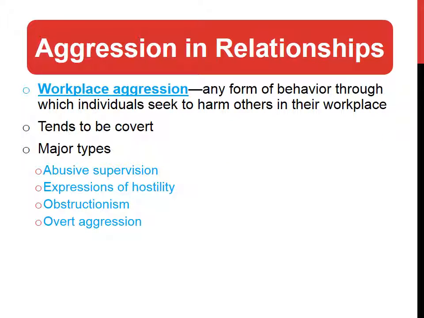Another arena or another location where aggression seems to be becoming more common is in the workplace. Workplace aggression is defined as any form of behavior through which individuals seek to harm others in the workplace. Usually, aggression in the workplace tends to be covert in nature, simply because overt aggression is not sanctioned or is not looked upon favorably. There are four major types of workplace aggression.